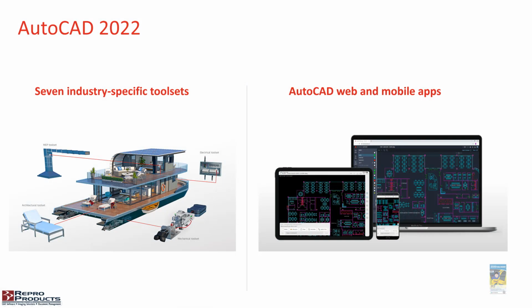So when we talk about AutoCAD 2022, they've broken it down to kind of three main areas of updates. So the first is the industry-specific tool sets, which majority of you already know. And we talk about those tool sets in regards to the different functions of AutoCAD that are pertinent to a specific discipline. The second is the AutoCAD web and mobile apps so that you can work across the web and through mobile devices and just kind of make your work a little easier and smoother.